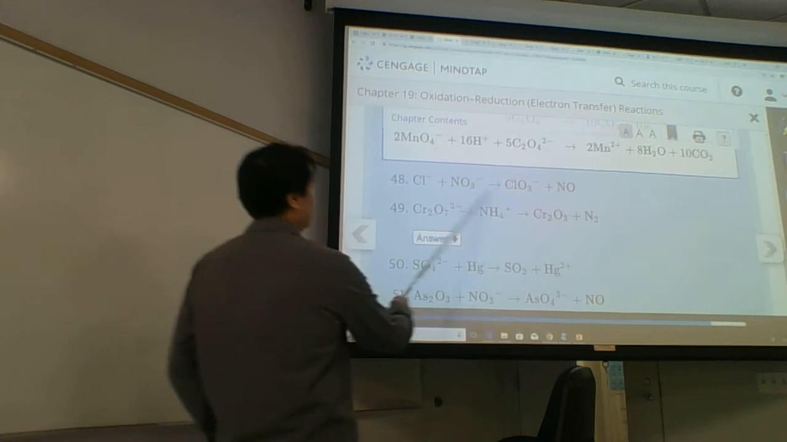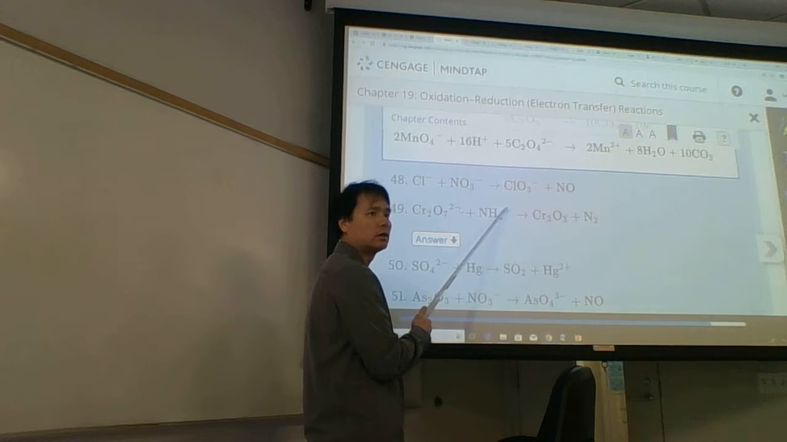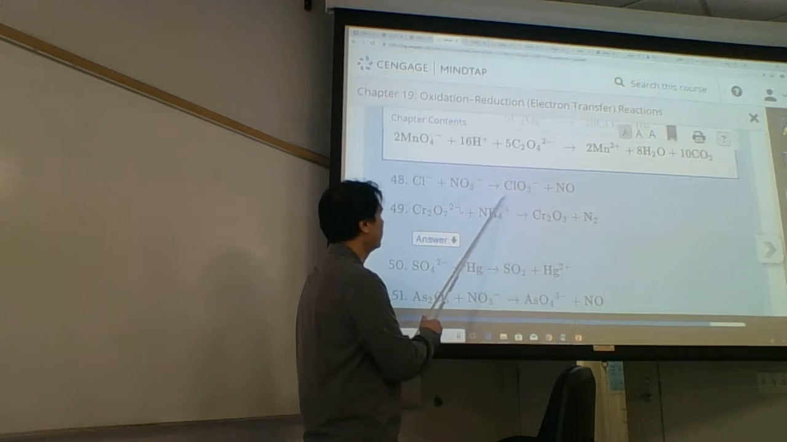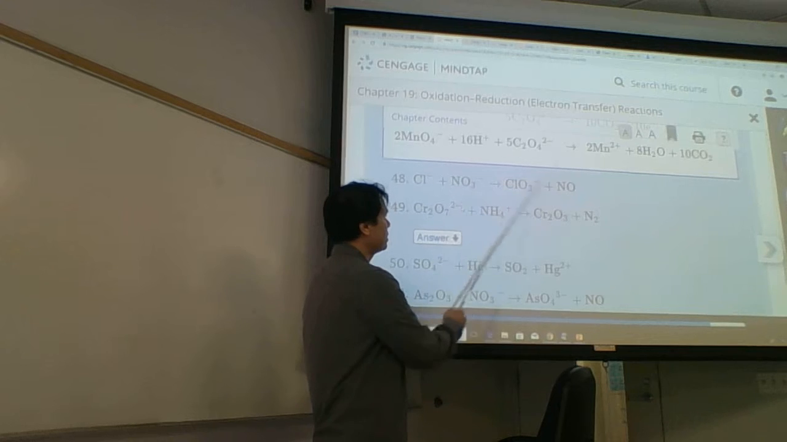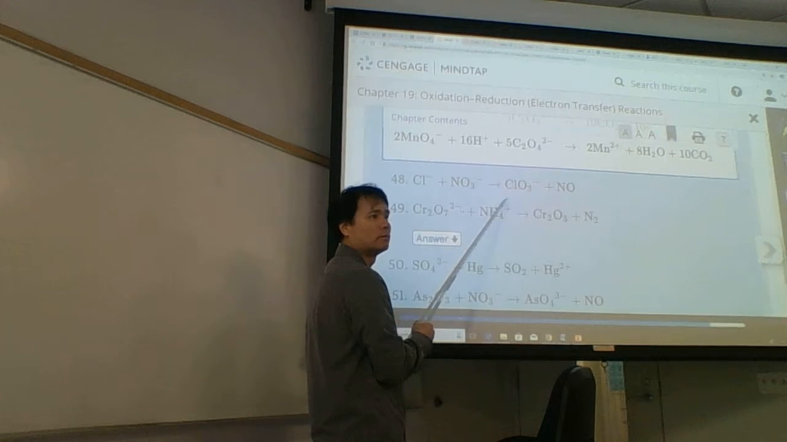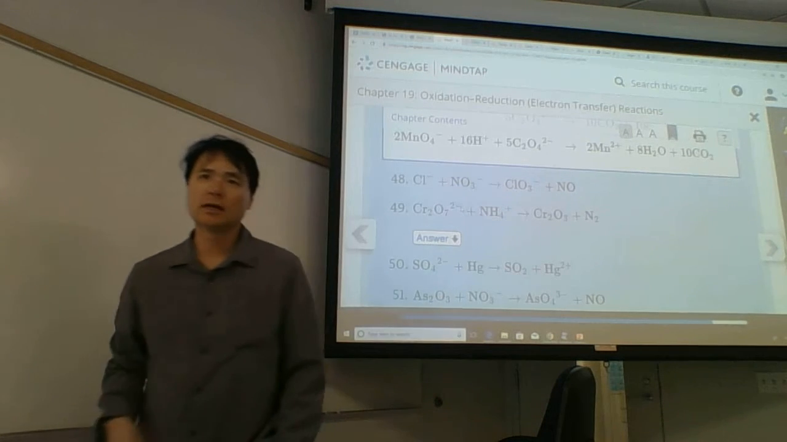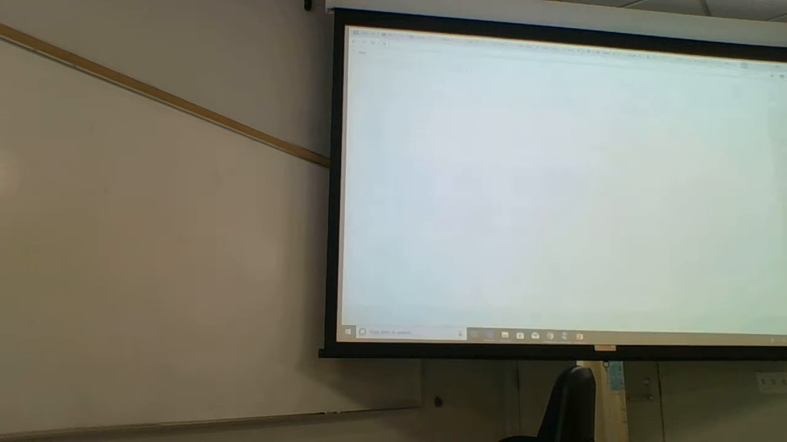Chloride goes to chlorate. Is that on our chart? No. So we'll have to do that separately. Chloride goes to chlorate, add waters, add H+, add electrons. Nitrate goes to NO. Is that on our chart? Yes, it is on our chart.